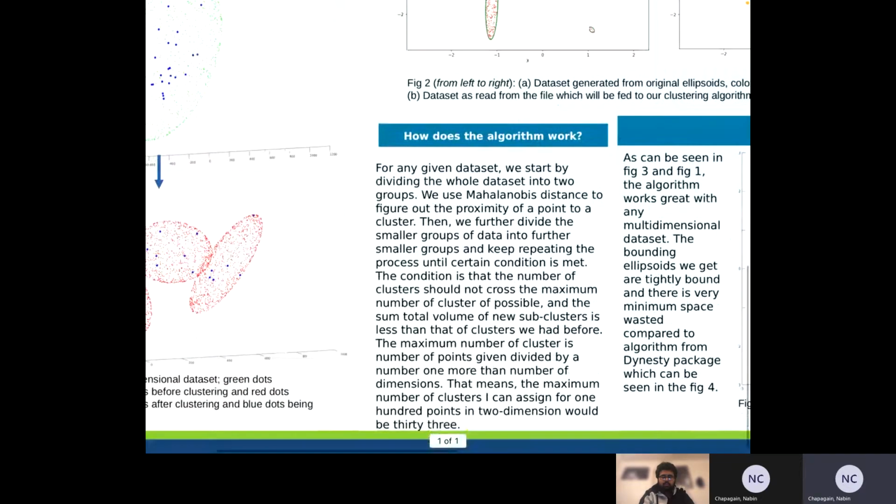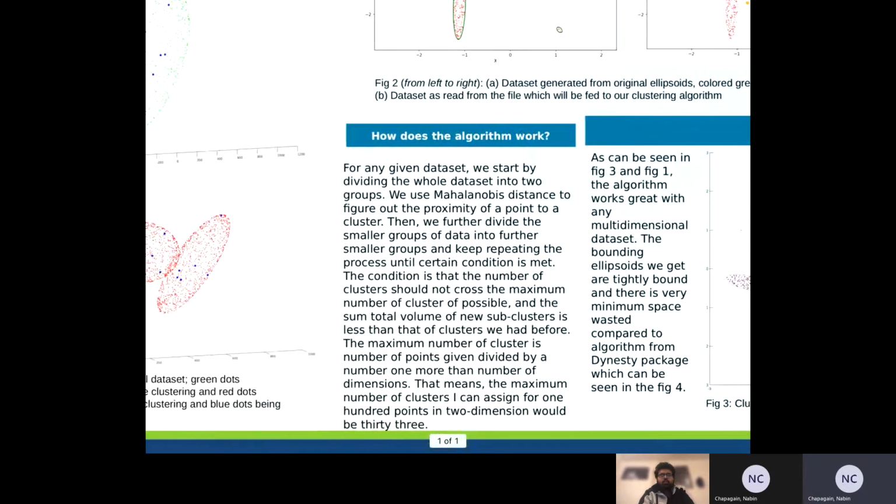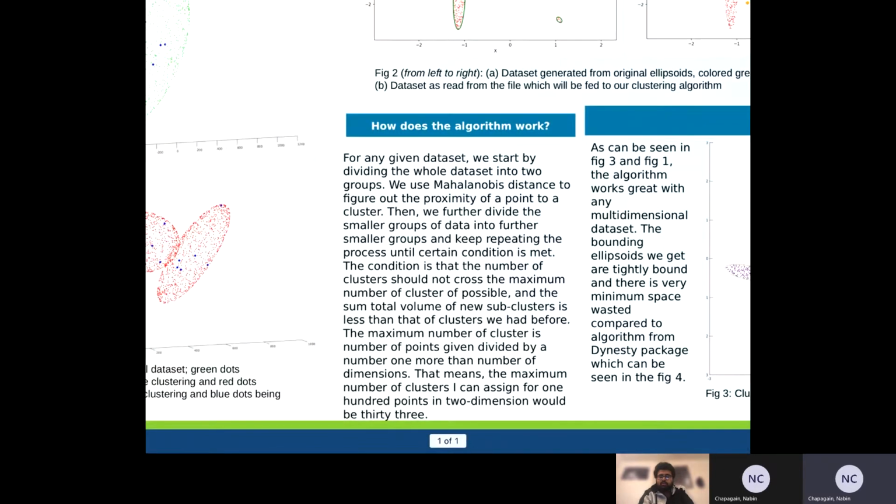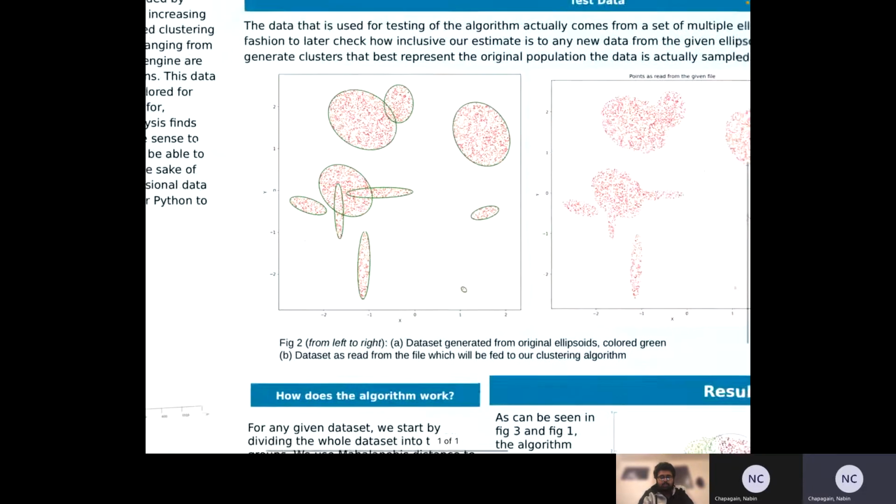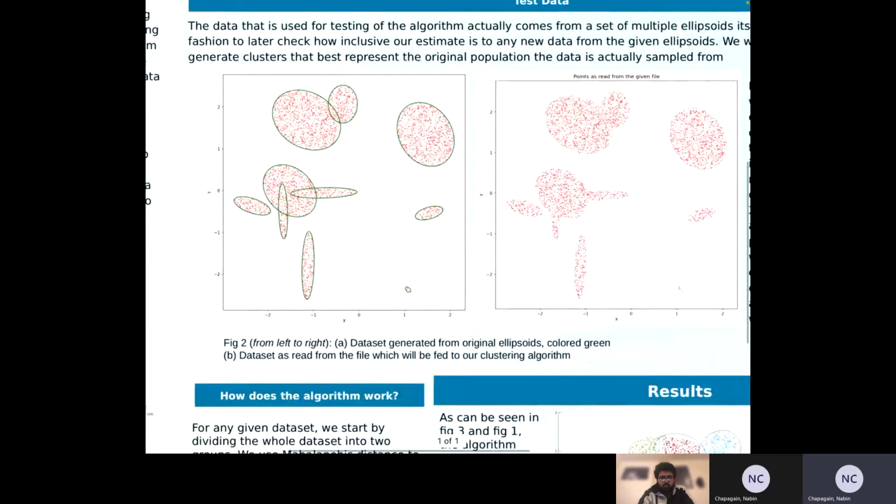And so how does it work? It's fairly simple. What we do is we divide the data set into two subsets, and then divide those subsets into further smaller chunks and keep on doing so until a certain criteria is met. The criteria is mentioned under the section on how the algorithm works, so you can read it up if you want to. Let me just quickly go over this.